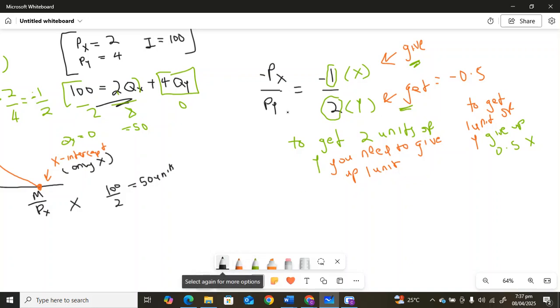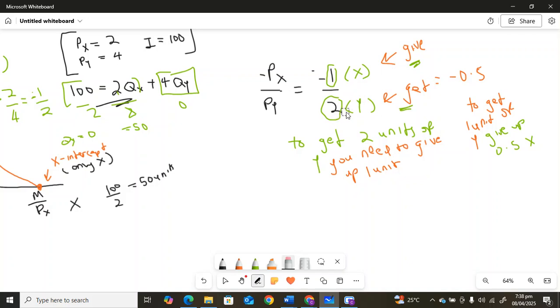But the other way around, you can think of it like this. To get 1 unit of x, you need to give up 2 units of y. That's another way you can think of that. It just depends which one you are going to refer to as the one that's being given up. Is it the numerator or the denominator? The general approach that you're going to see with books is the denominator is what you're getting and the numerator is what you're giving up.